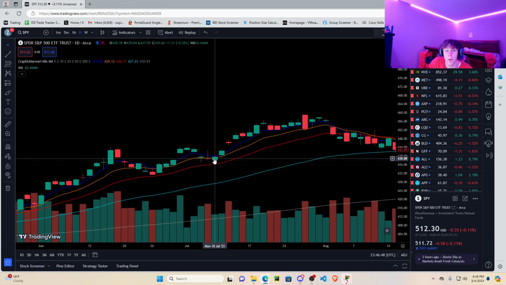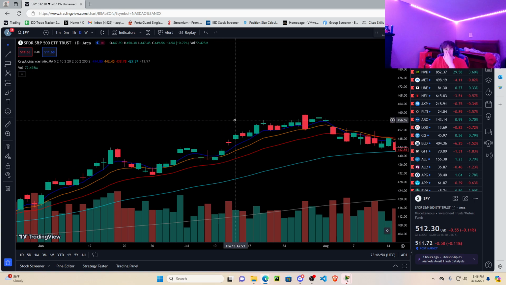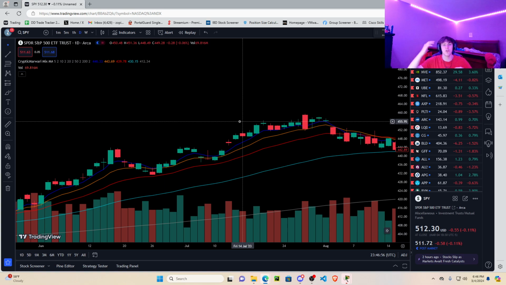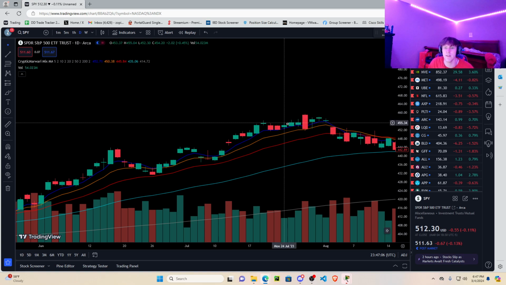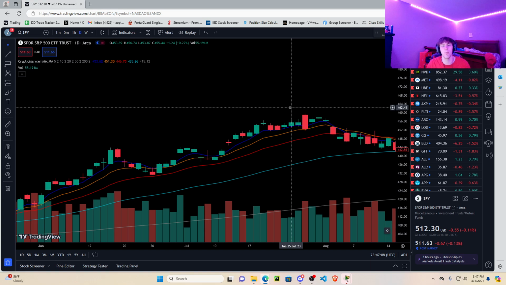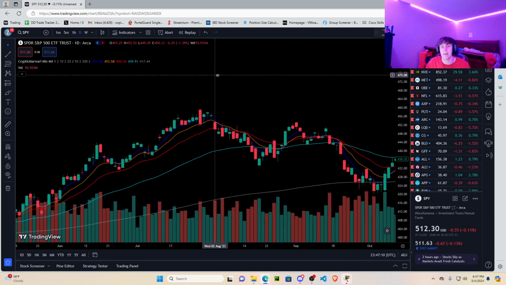So right here, it opens right here. Price gets pushed up throughout the day and then comes back down, closes near the open, but obviously lower than the open. So green candles, I think always actually, close higher than the open, and then obviously red candles close lower than the open. So that's candlesticks for you.